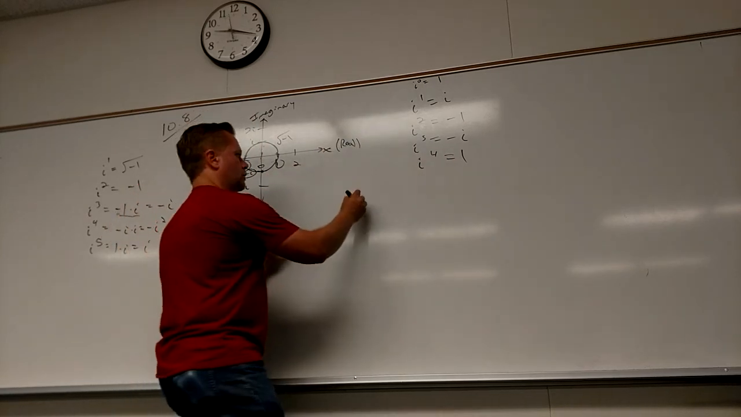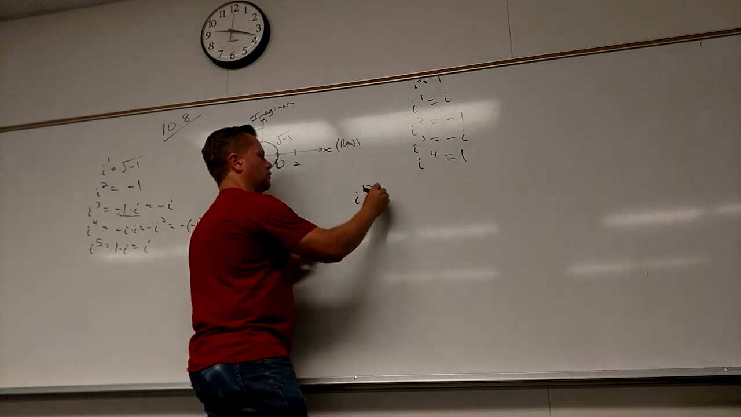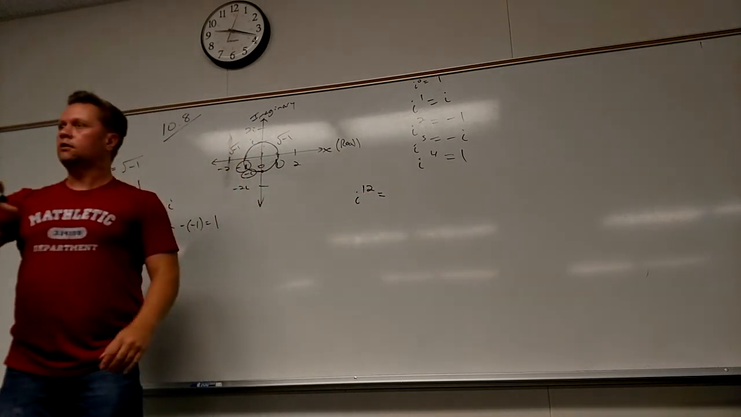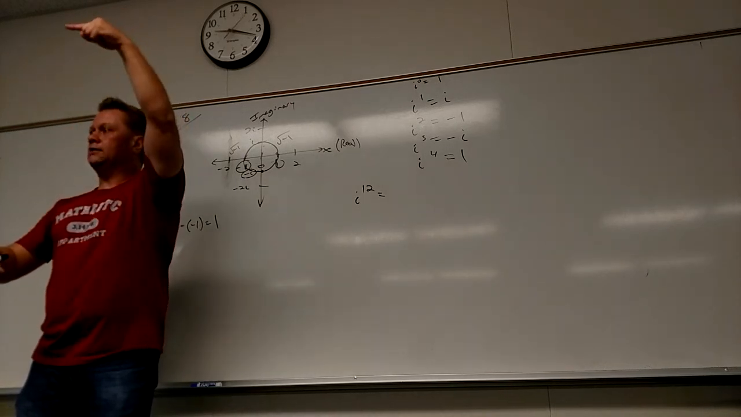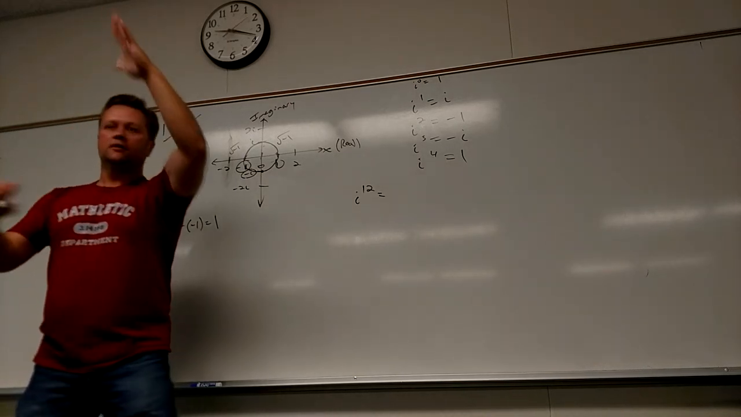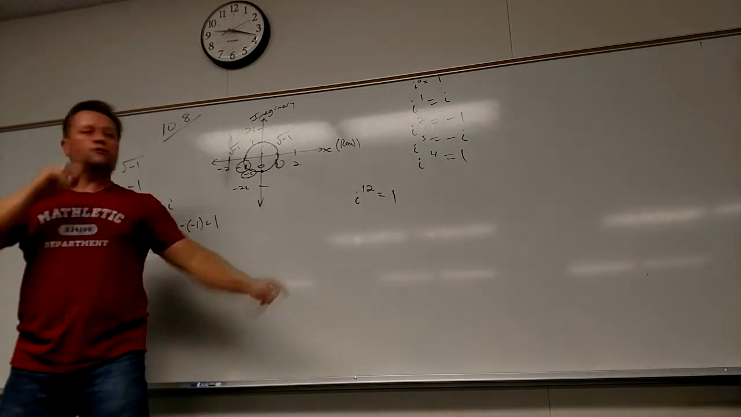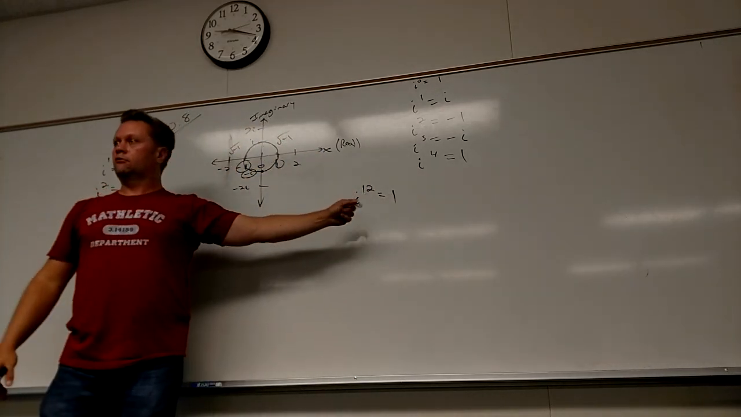So watch this. What would i to the 12th be then? Well, 4 goes into 12 evenly. It'd be one turn, 4, another turn, 8, another turn, 12. So that's back to 1 again, because 4 goes into 12 evenly, remainder 0.